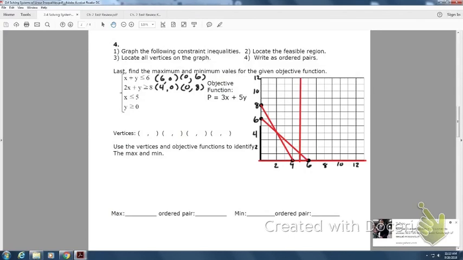So now I'm going to shade. I've got 6, 0 and 0, 6. That inequality is less than. So am I going to shade above or below that? Above. Shading opposite the sign.